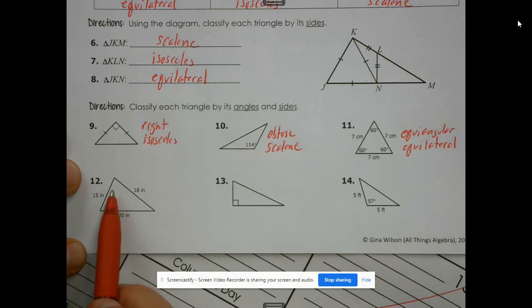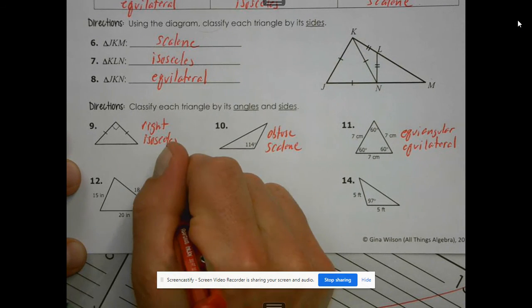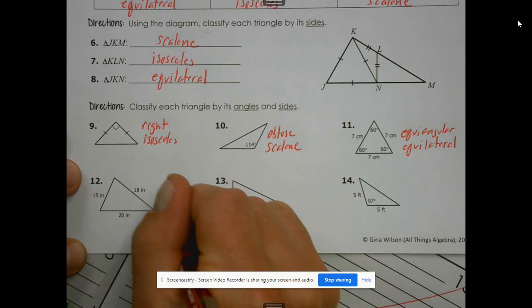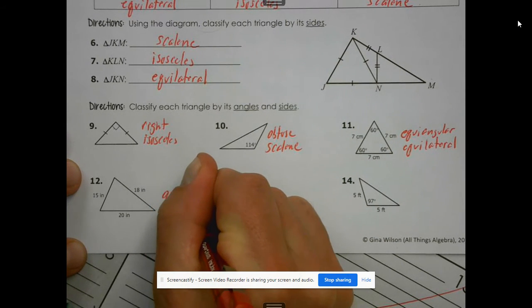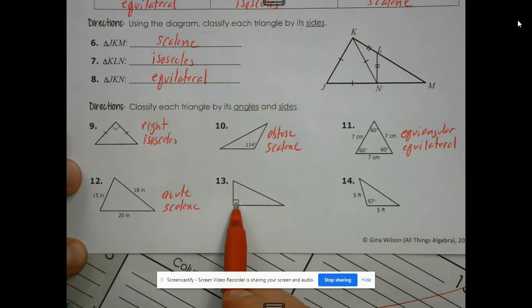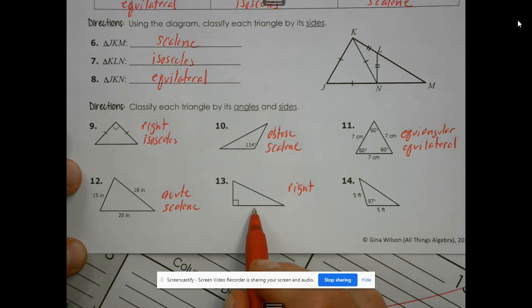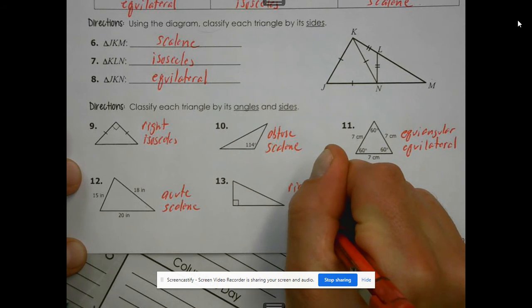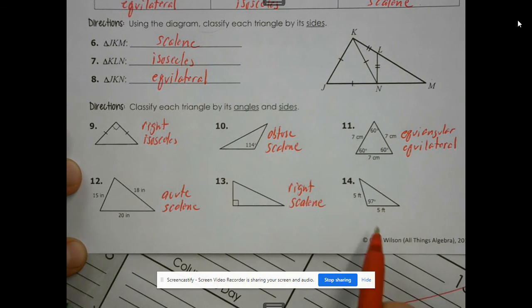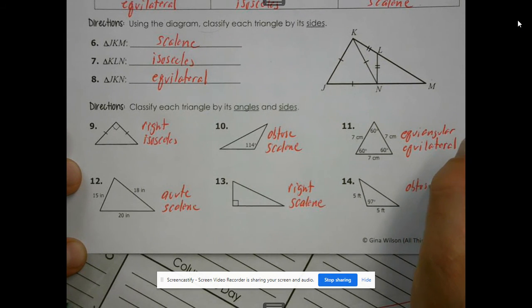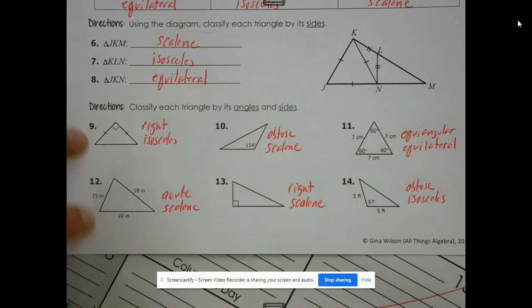Let's see. All angles are less than 90. That's acute. All sides are different, scalene. 13 has a 90. That makes it a right. Since the sides have no markings, we have to say scalene. Angle bigger than 90, obtuse. Two congruent sides, isosceles. Next page.